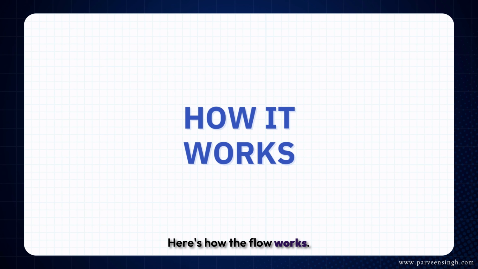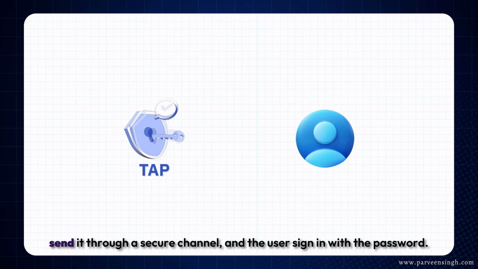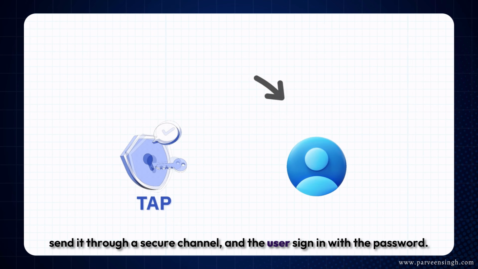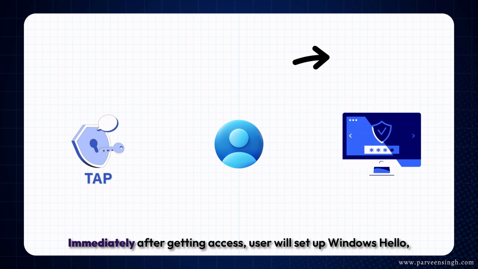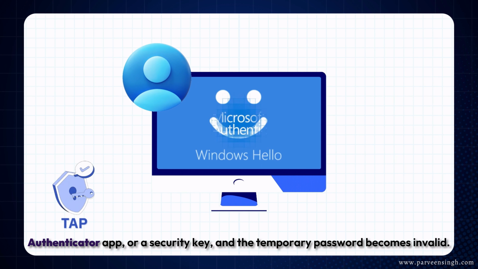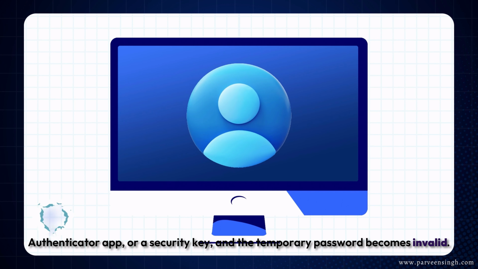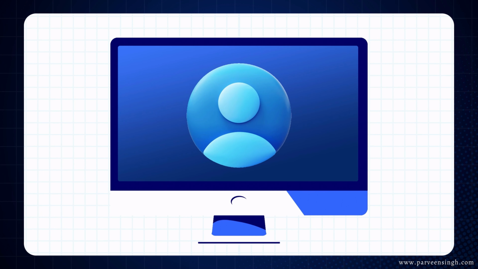Here's how the flow works. You generate a Temporary Access Pass for a new user, send it through a secure channel, and the user signs in with the password. Immediately after getting access, the user will set up Windows Hello, Authenticator app or a security key, and the temporary password becomes invalid. So no password ever exists in your environment.